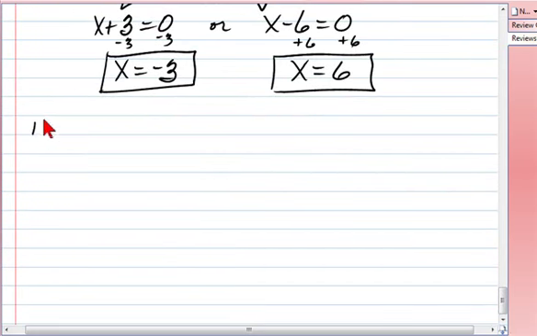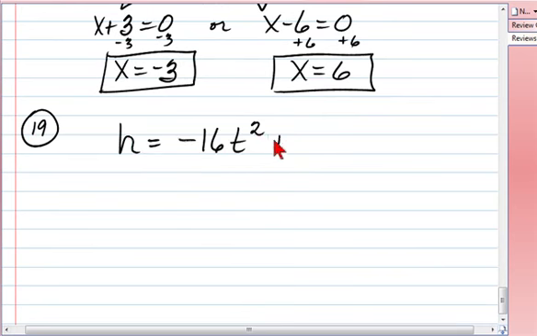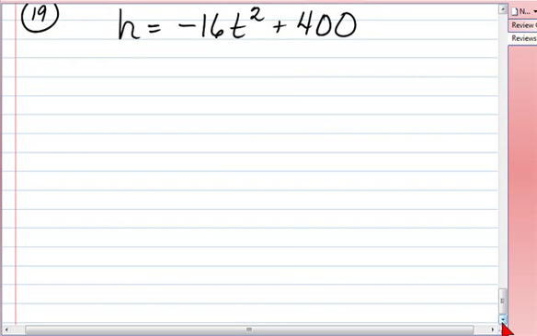Number 19. Now I'm going to read it out loud. I hope that you have a copy of the review. It says, a window washer accidentally drops a bucket from the top of a 400-foot building. The height h of the bucket after t seconds is given by h is equal to -16 t squared plus 400. This is one of those height problems. The question, when will the bucket hit the ground?